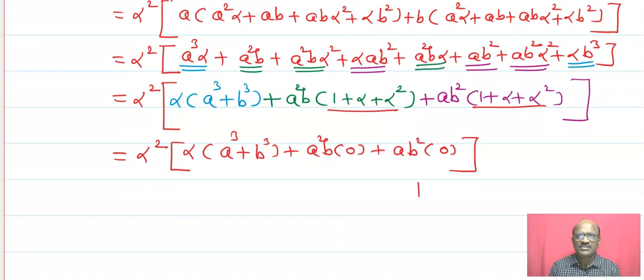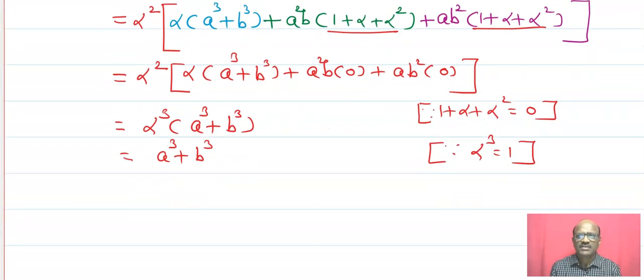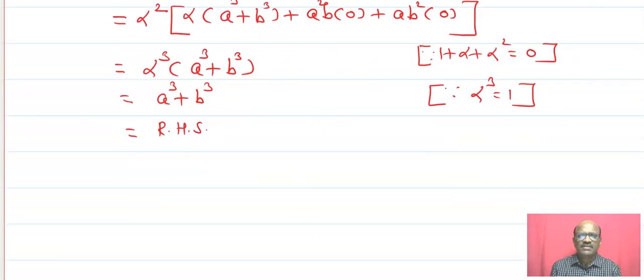Now what's happening next? That is 1 plus alpha square, that is equals to 0. That is alpha cube in bracket A cube plus B cube, and the value of alpha cube, that is 1. Therefore alpha cube is 1. Therefore LHS is equals to RHS, and its value is A cube plus B cube.